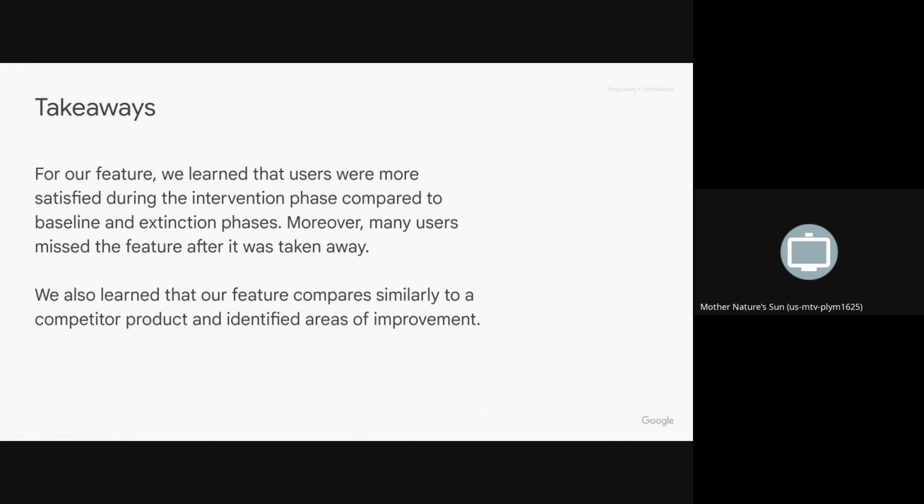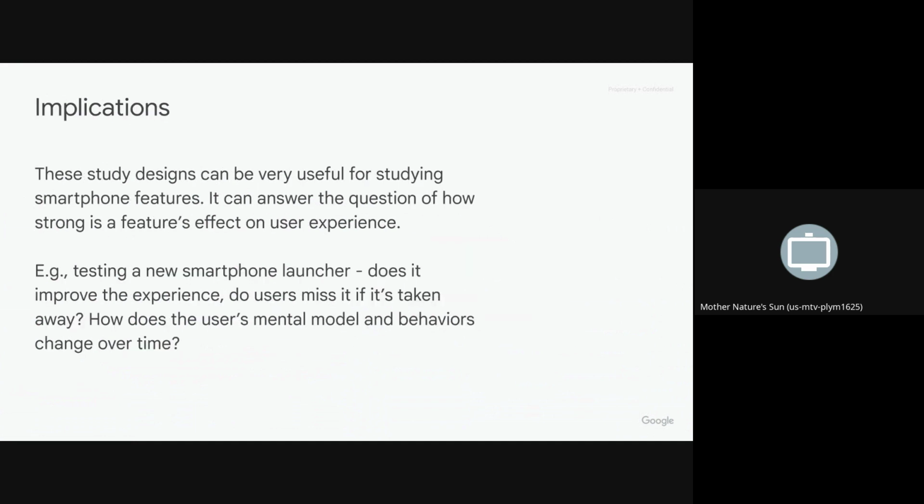We also learned that our feature compares similarly to our competitor's product, and we identified many areas of improvement as well. The implications for these methods of research is that it can be very useful for studying smartphone features. It doesn't have to be limited to clinical research. It can really answer the question of how strong a feature's effect is on user experience.